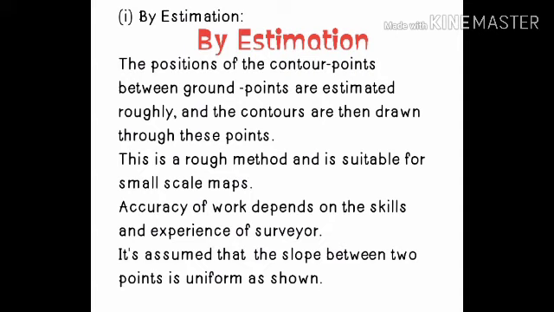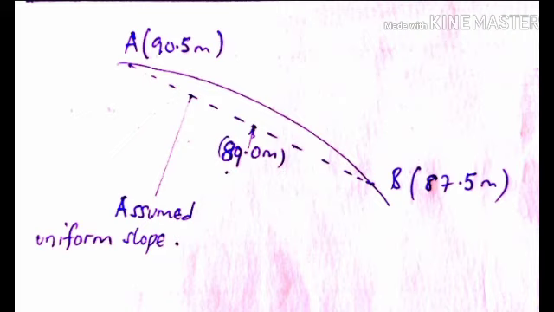Actually, the work depends on the skills and experience of the surveyor. It is assumed that the slope between two points is uniform, as shown. From this, you can see that the assumed uniform slope is different from the actual slope. Hence, the method is not accurate.